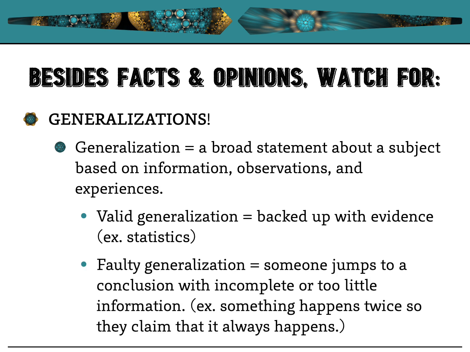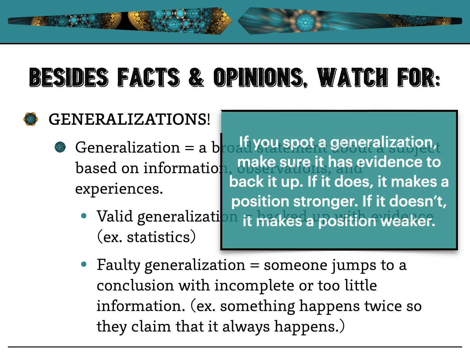But a faulty generalization is where someone jumps to a conclusion with incomplete or too little information. For example, something happens twice, so they claim that it always happens. Or two things happen together and they assume that that means the two things are necessarily related or that one caused the other. That's not accurate. So if you spot a generalization, make sure it has evidence to back it up. If it does, it makes a position stronger. If it doesn't, it makes a position weaker.